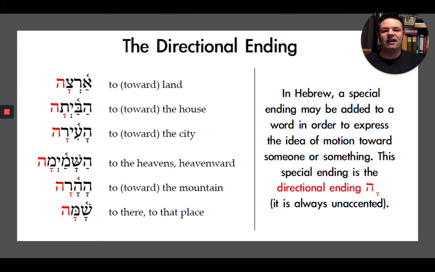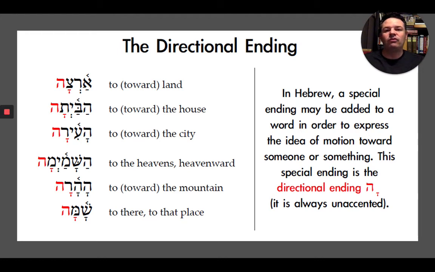Timnah is the name of a city. Timnatah, right, is how you'd say it. So you've got this directional ending that will appear to talk about direction to or towards a place. Now, don't get too confused with this. You're like, oh no, right?